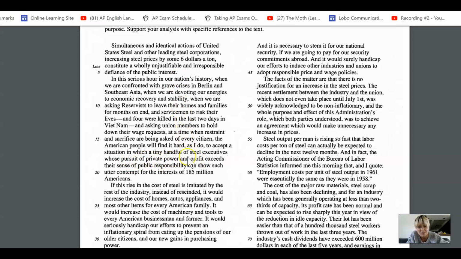So he's leading up to his main point at the end of the paragraph, and it's that they should be held accountable. Their actions are deplorable and they should be held responsible. The pursuit of private power and profit really highlights how awful they are, right? It just emphasizes it through the alliteration. He also says they have utter contempt for the interests of 185 million Americans. He chose to point out each and every one of us, showing that their actions are hurting us individually. So that's another interesting choice. He leads up with countless examples right up to his thesis at the end.